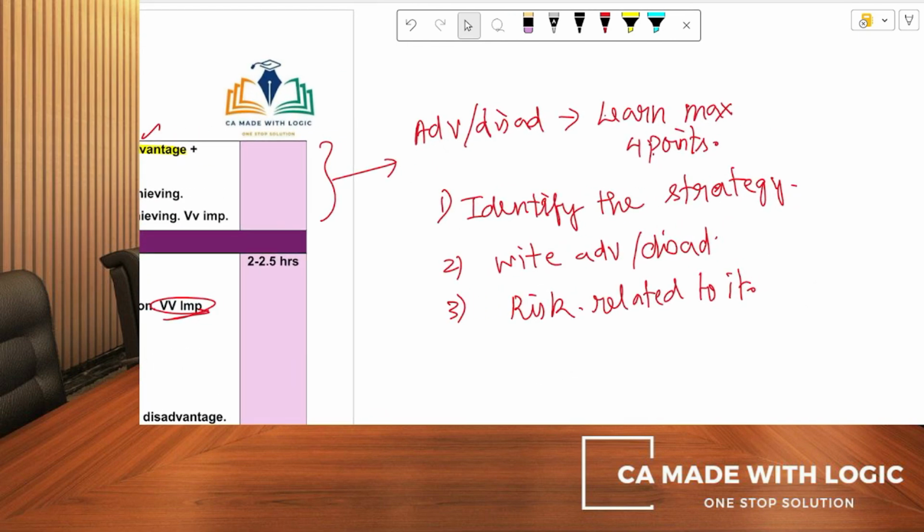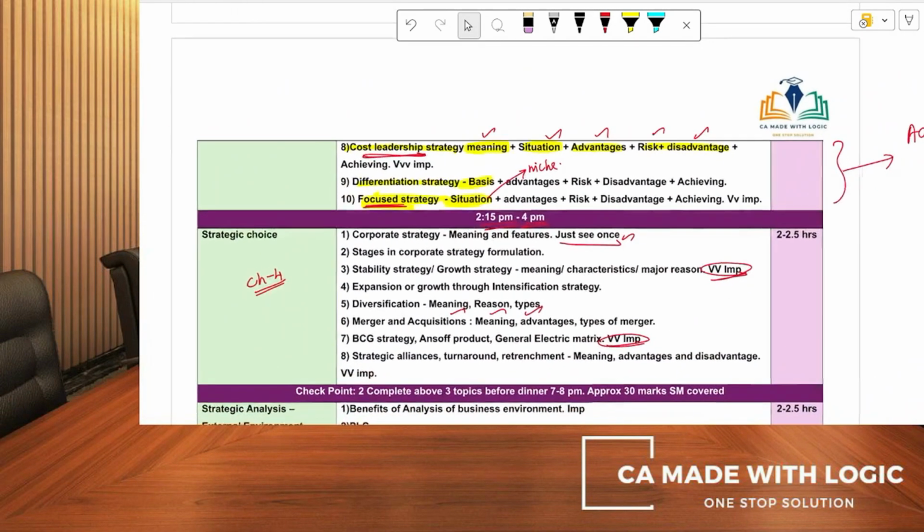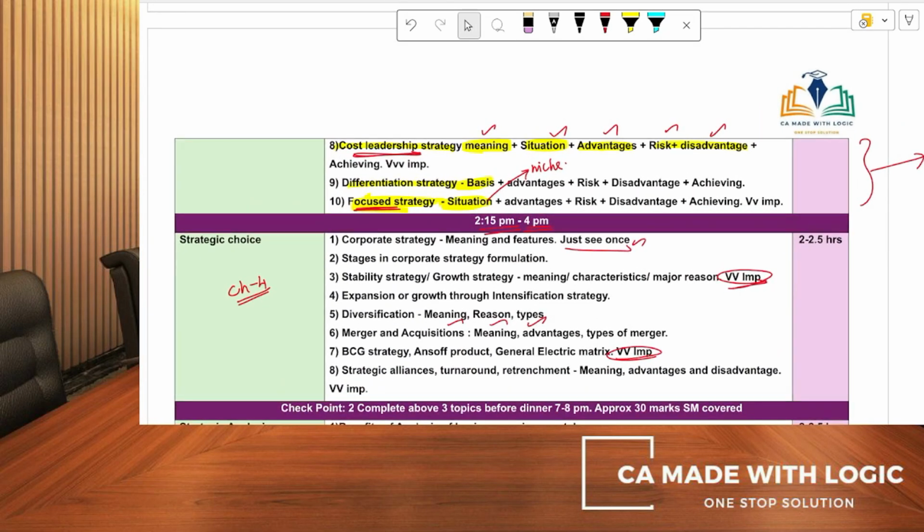Okay, so see how they are going to ask you. They will definitely ask you in the form of a case study. First, they are going to say identify the strategy. Once you identify the strategy, then they are going to say write the advantages and disadvantages related to that strategy. If you didn't identify the strategy itself correctly, then your entire advantages and disadvantages will get wrong. For example, if the answer was related to cost leadership strategy, but you have identified it as a focus strategy and written advantages and disadvantages related to focus strategy, then your entire answer will get wrong.